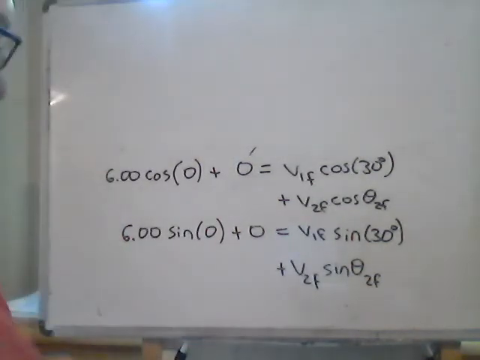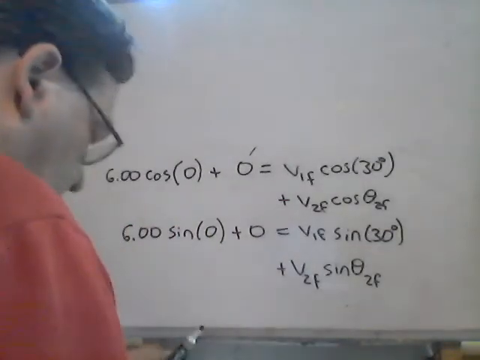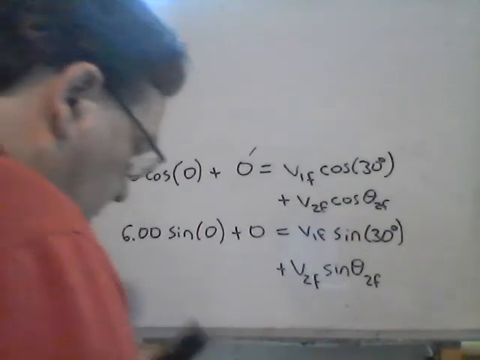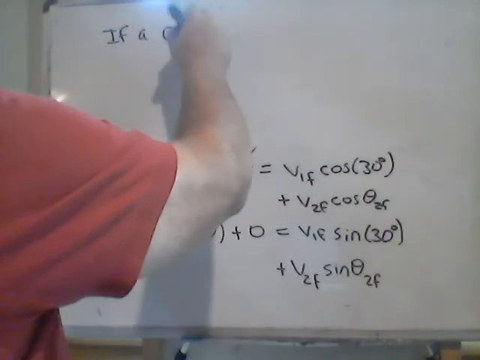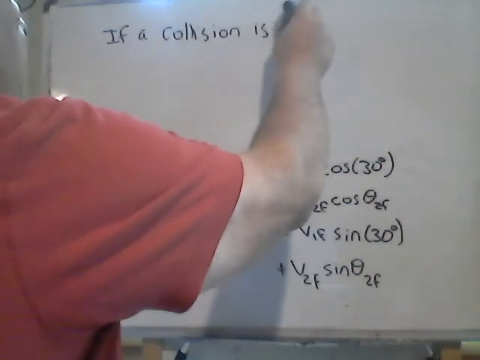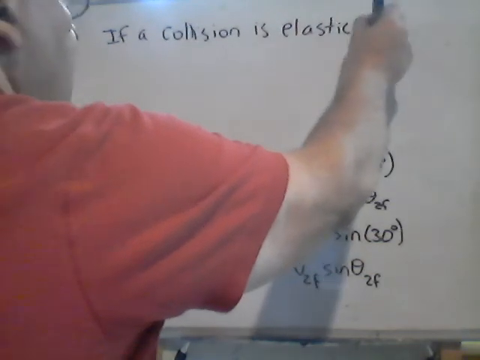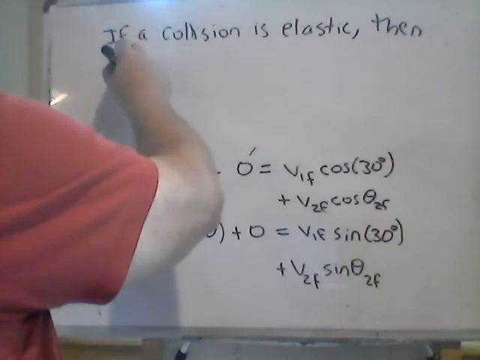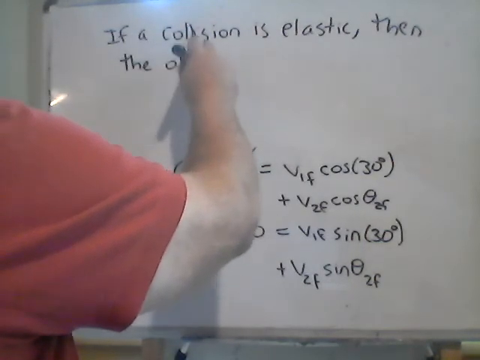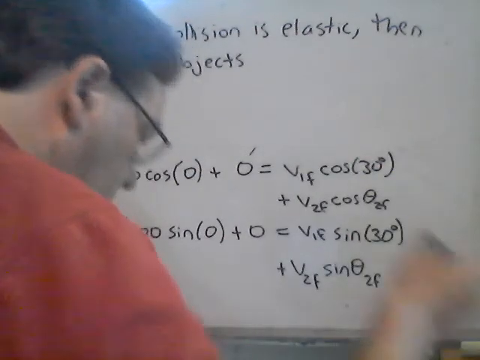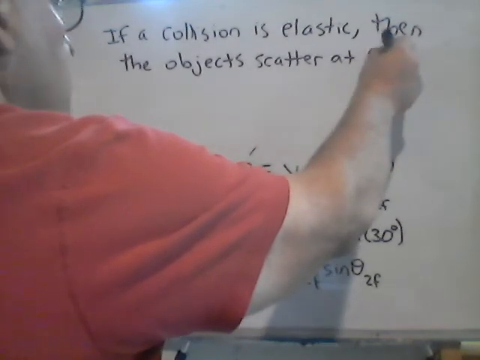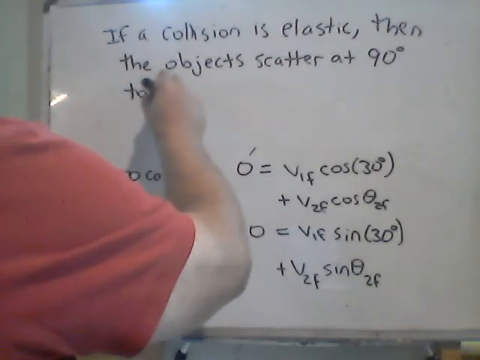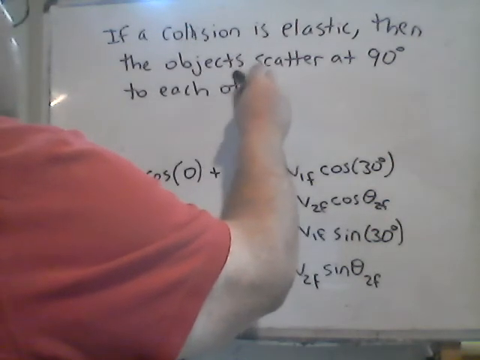Well, I'm going to make one more assumption here. Is that there's actually a hint given in the problem. And the hint is if a collision is elastic, then the objects scatter at 90 degrees to each other. Okay, this is a special case here.